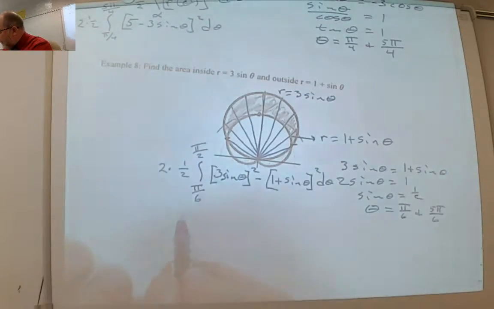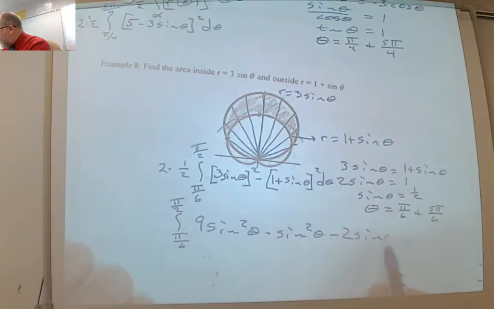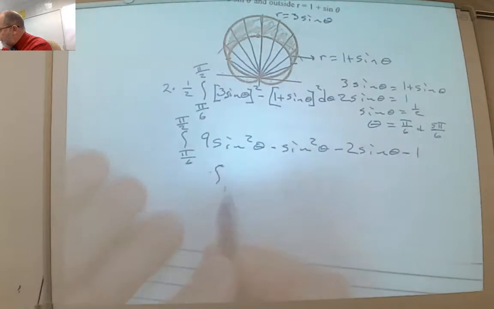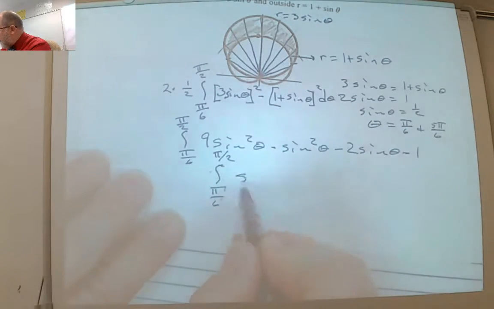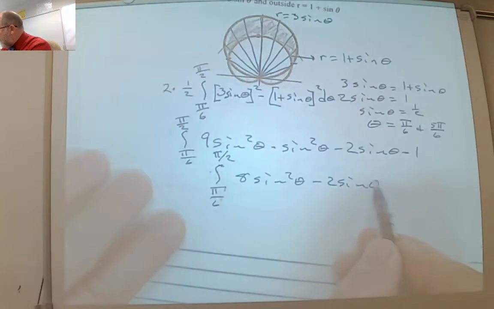So I'm going to have you do this one on your calculator, but I'm going to get it in simplest form first. And I'm going to have 9 sine squared theta minus sine squared theta minus 2 sine theta minus 1. And so on your calculator, what I want you to figure out is the area from pi over 6 to pi over 2 of 8 sine squared theta minus 2 sine theta minus 1 d theta.